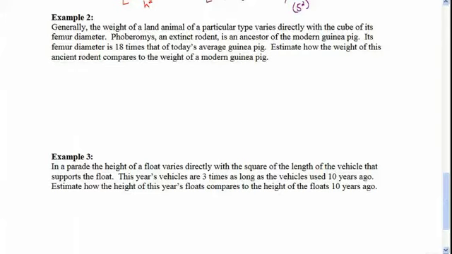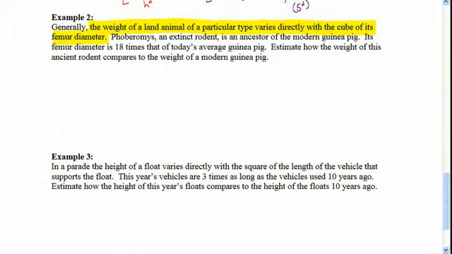Okay, now story problems often can be intimidating, but I'm guessing that you were starting to get the hang of it when we were looking at these previous problems that weren't story problems. But it's really the same problem. They just added a bunch of words in here. Let's start at the beginning. They say the weight of a land animal varies directly with the cube of its femur diameter.